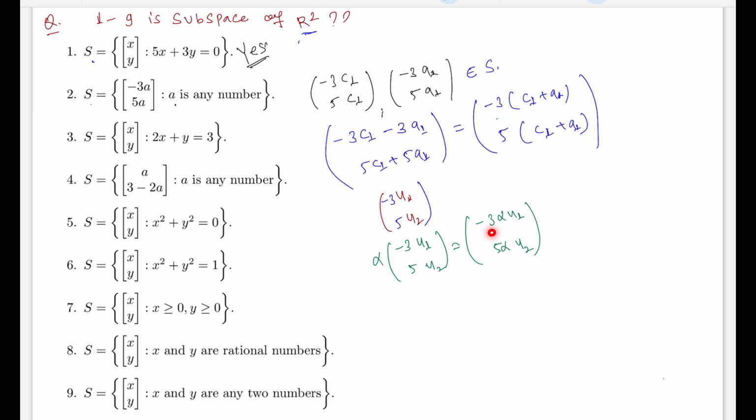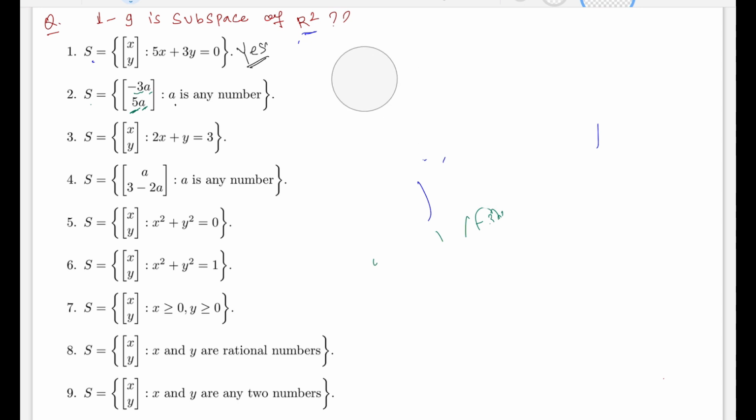So again you see this is the same form. Look at the first component: -3 times some constant, where alpha is some real number and u1 is some real number, and again the second component is 5 times some constant. So it is closed under scalar multiplication. All these three conditions have been satisfied. So I can say that this set is also a subspace of R square. So yes.